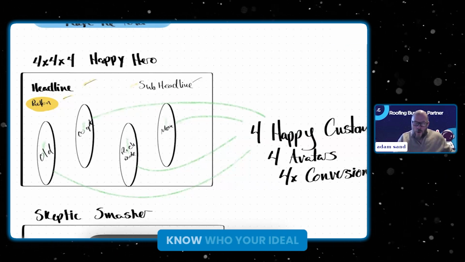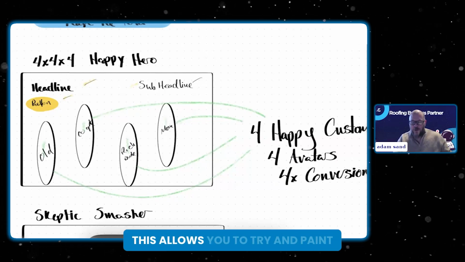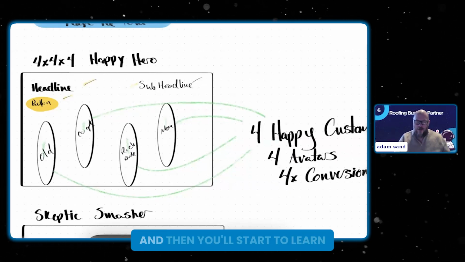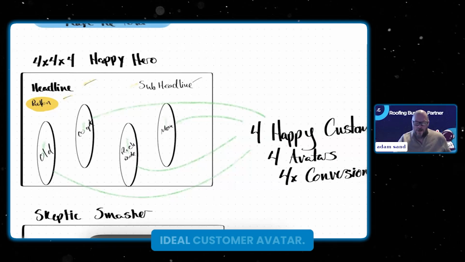The idea here is if you don't know who your ideal customer avatar is, this allows you to try and paint 4 possible avatars, and then you'll start to learn which one is your ideal customer avatar.